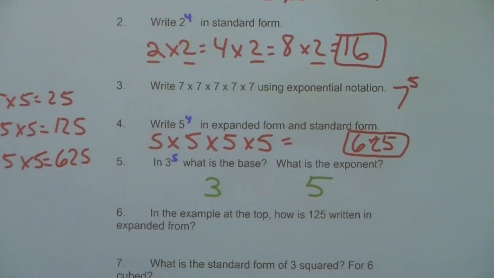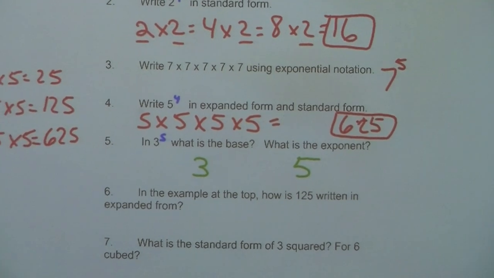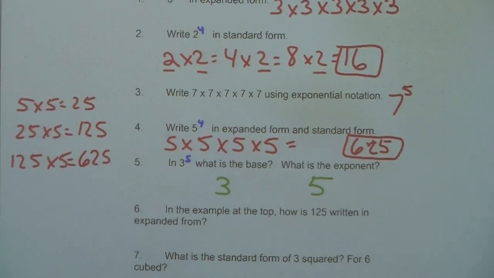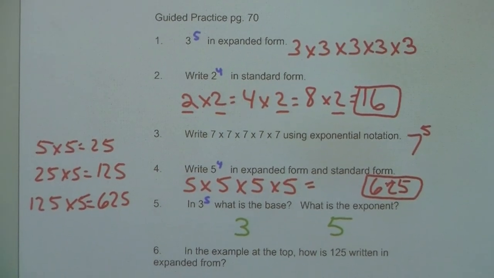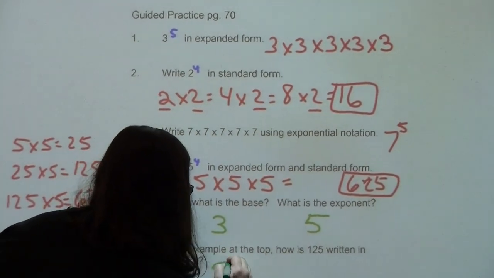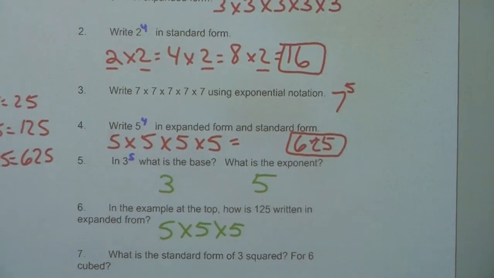It says in the example above at the top, how is 125 written in expanded form? They're taking you all the way back to the top of page 71. And how is it written in expanded form? Okay, 5 times 5 times 5. That's the expanded form. Good job.